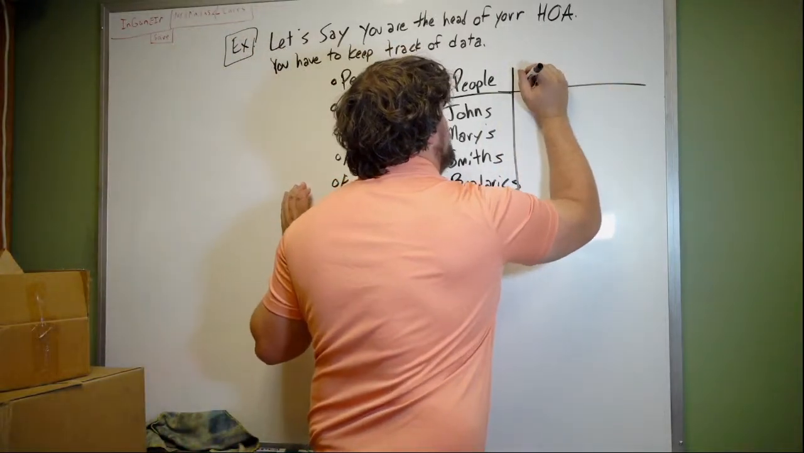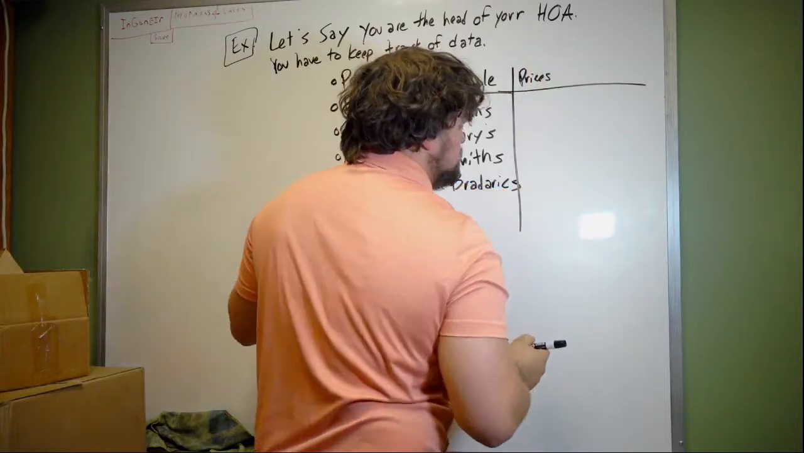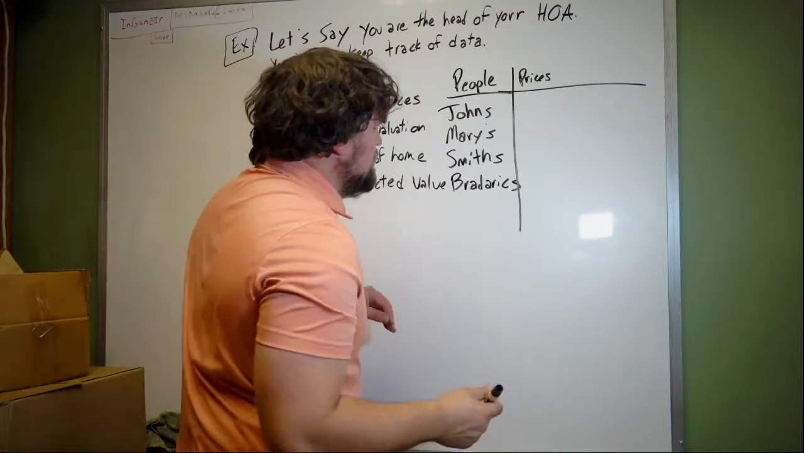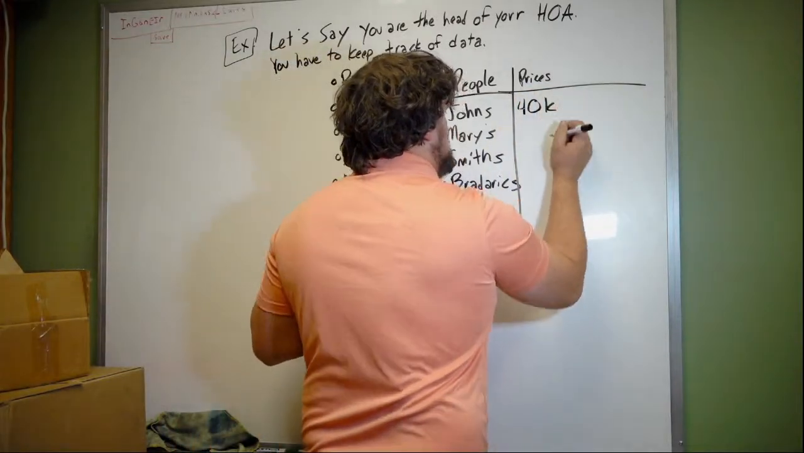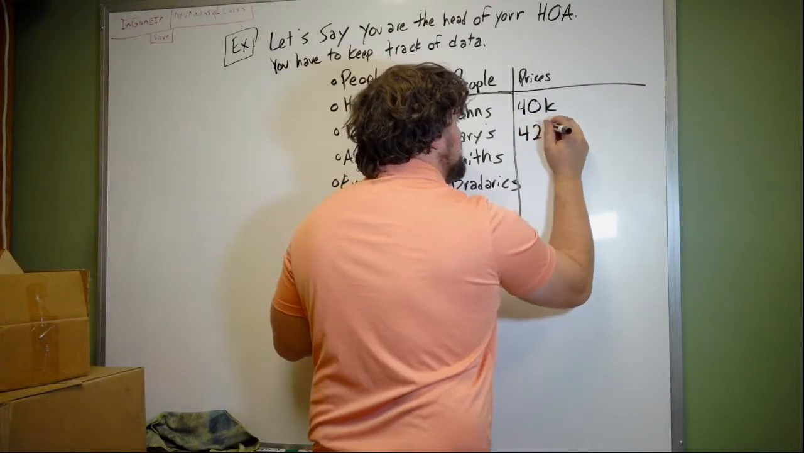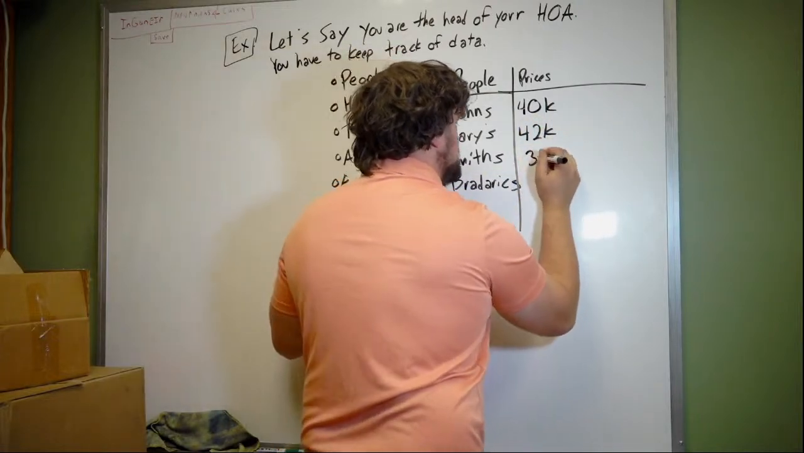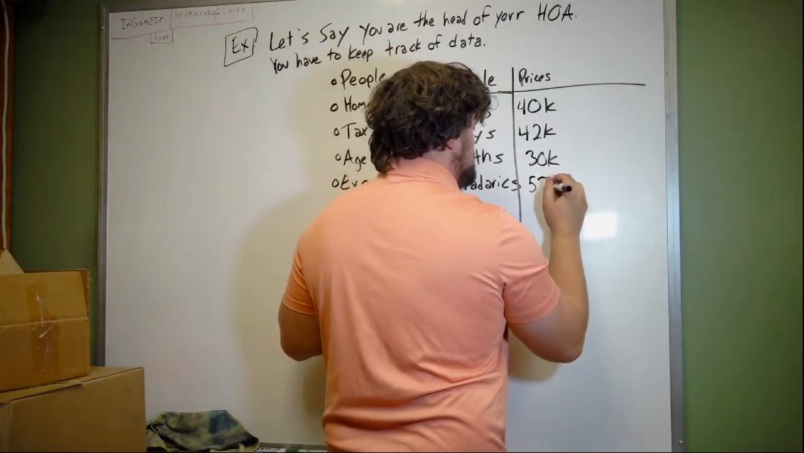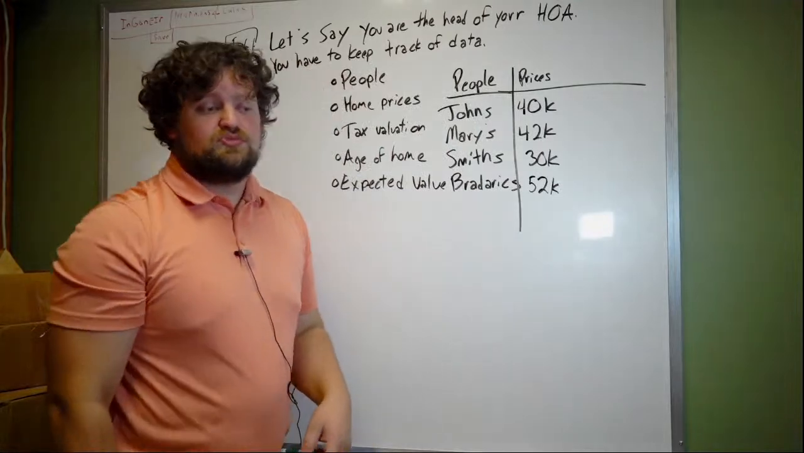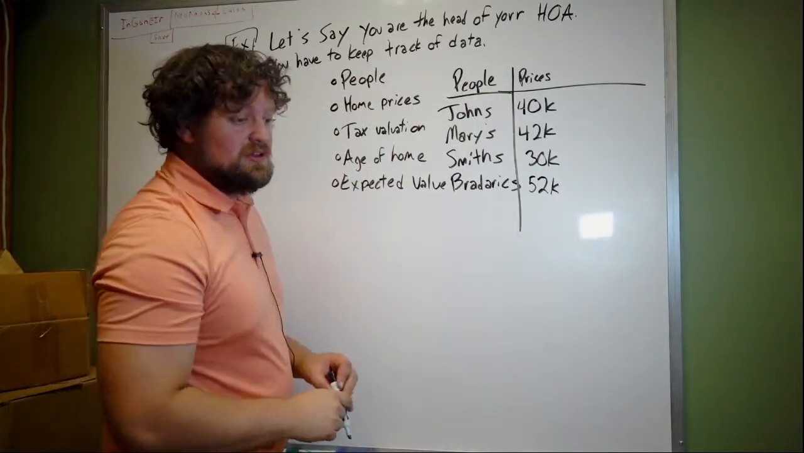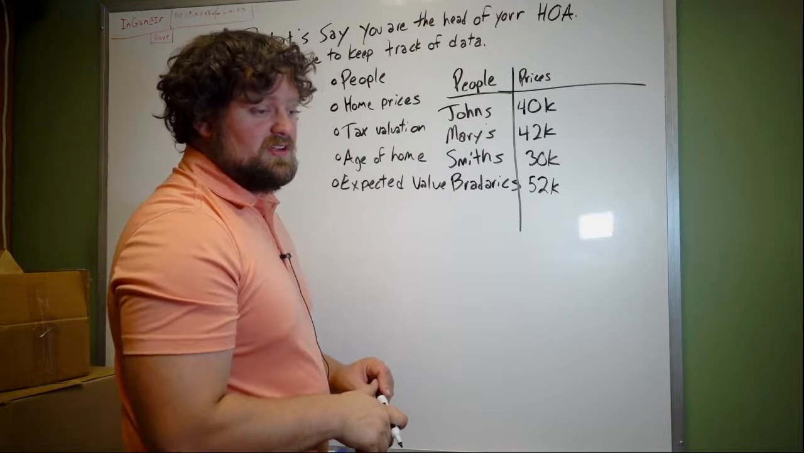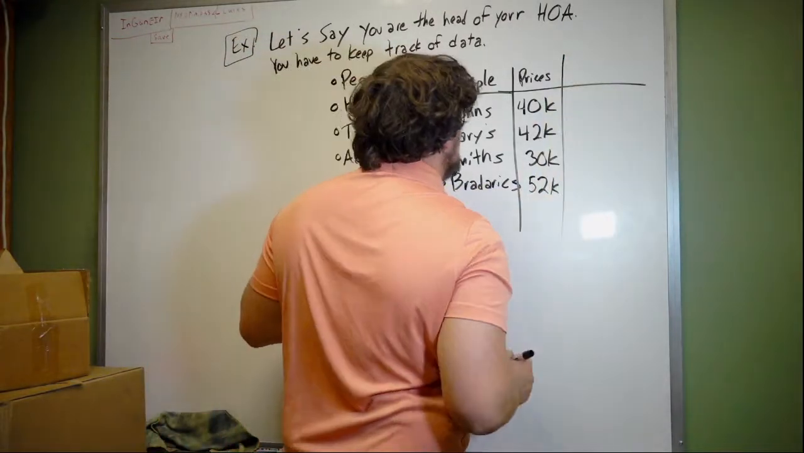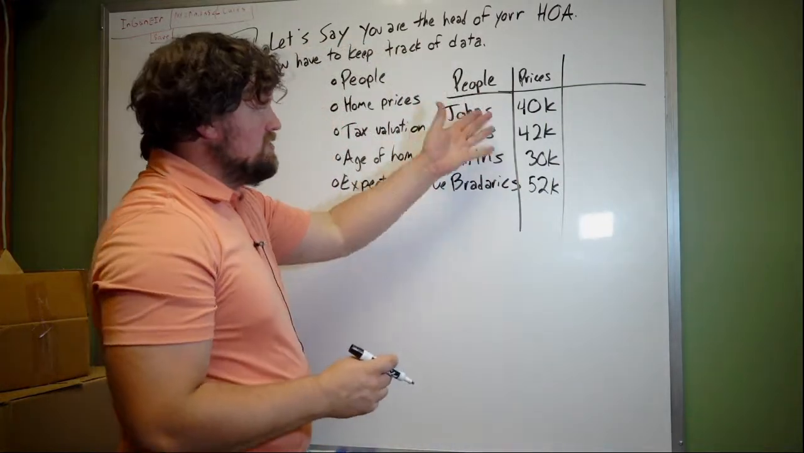Now home prices. All right, let's say that this is an HOA for a trailer park. Okay, so this one's going to be 40K. This one's Mary's living at 42K. The Smiths, they really don't have a nice house. But the Brodericks, they're living in luxury. Those people, they're the fancy group. They smoke cigars, and their cigars are not made out of trash. Okay, so that all has numbers.